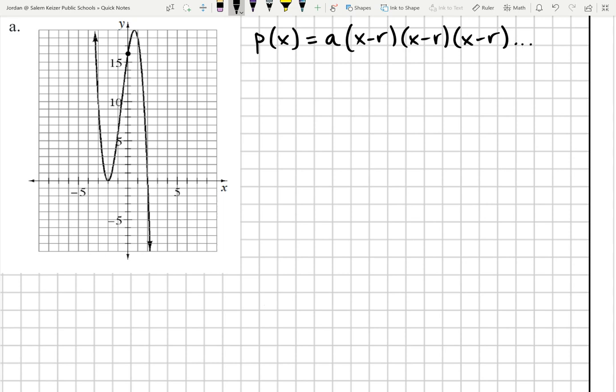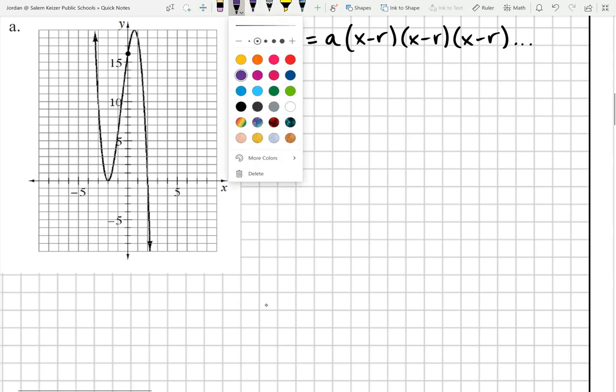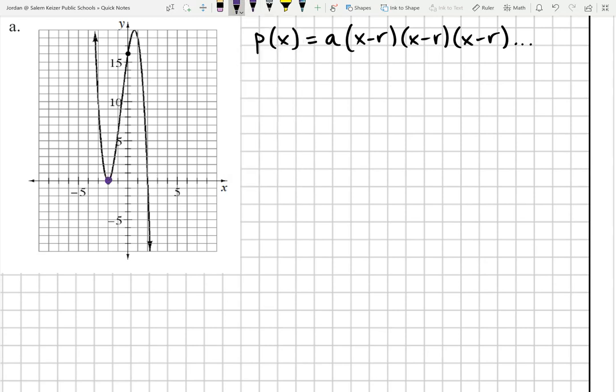Remember, r is just your roots, okay? And you're going to put as many roots as you want to, right, based on what the graph looks like. Now, this graph only has 2 roots, so we're not going to need a bunch of sets of parentheses here. Okay, this graph has 2 roots. One of them is right here, and the other one's right here.